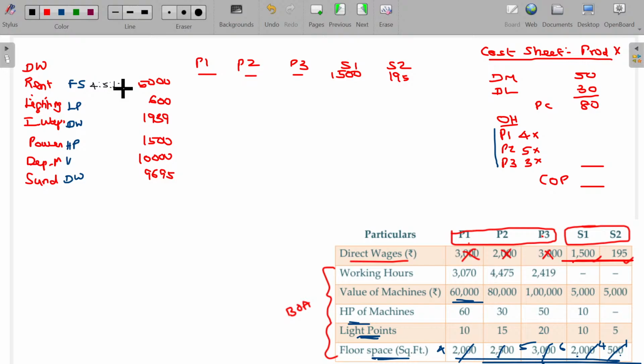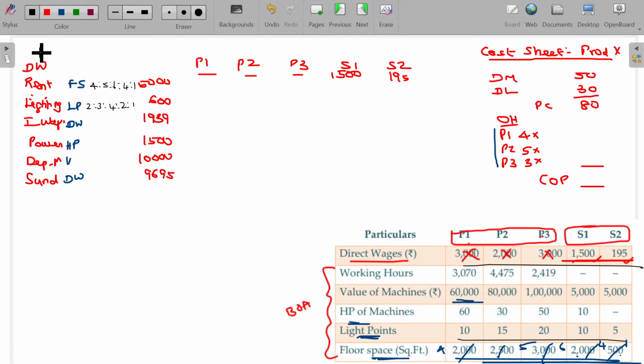5, 6, 4 and 1. Okay. In case of light points, 2:10, 15, 20, 10 and 5. You can convert that to ratios: 2:3:4:2:1.